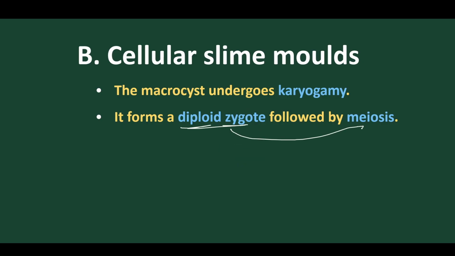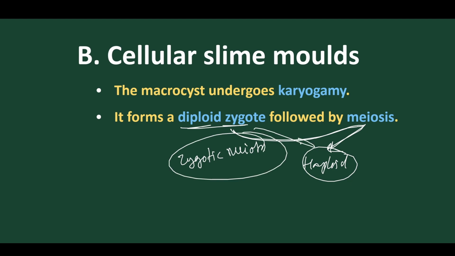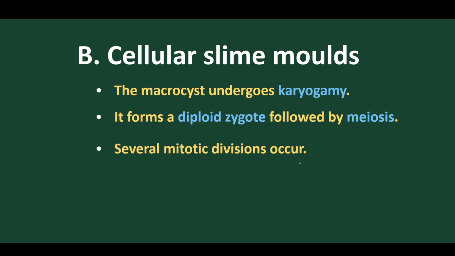And this diploid zygote undergoes meiosis to produce haploid cells, because the parent body is haploid. So the zygote divides by meiosis. This type of division is called zygotic meiosis, as we came to know.